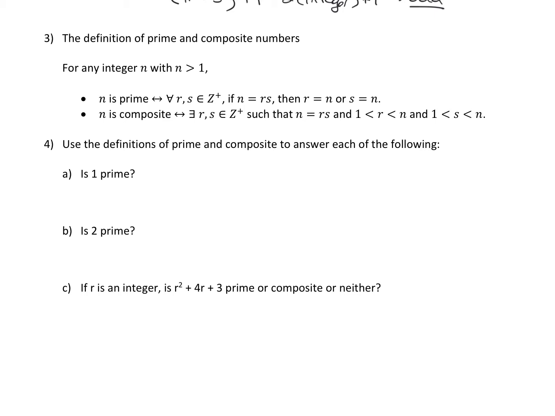Is 1 prime? The answer is no, because at the very beginning, we said these definitions only apply to integers greater than 1. The definition only applies to numbers bigger than 1. Is 2 prime? Well, the only factorization for 2 is 2 times 1. There are no other integers we can write 2 as the product of, so 2 is prime.